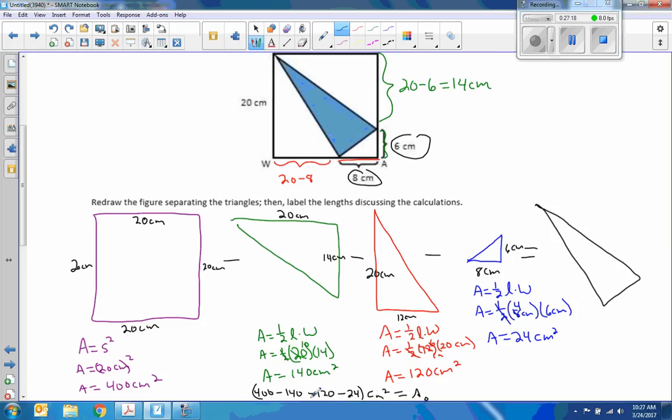So 400 minus 100 is 300, minus 40 is 260. 160, 150, 140, and minus 24 is 120, and minus 4 is 116. So this is 116 centimeters squared.